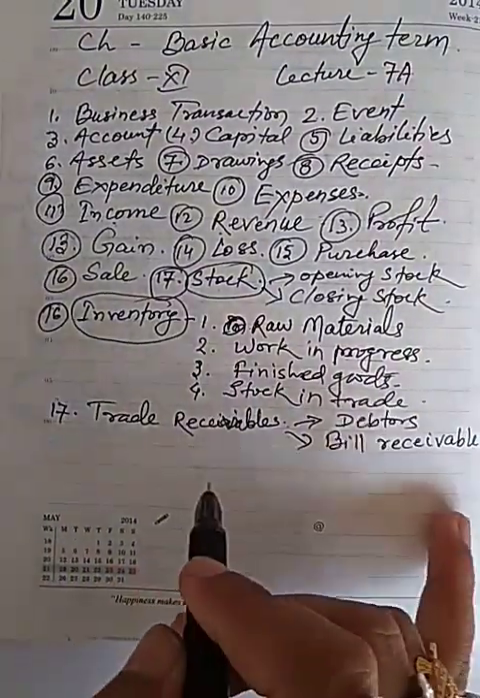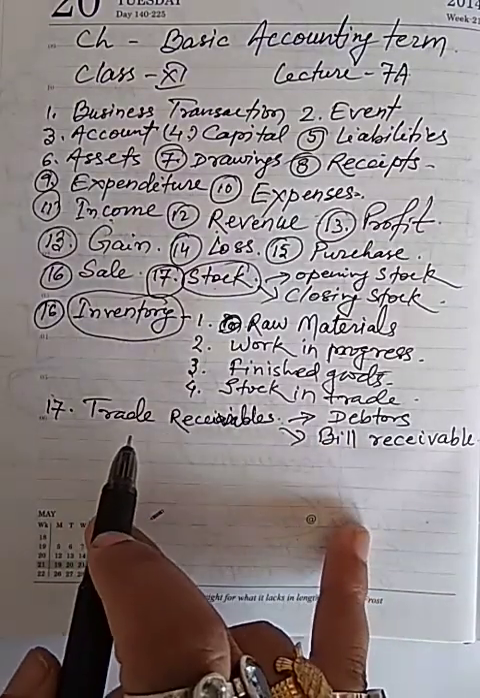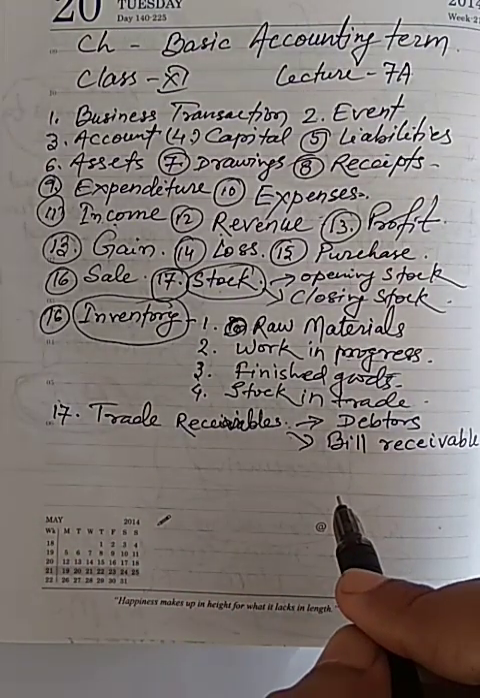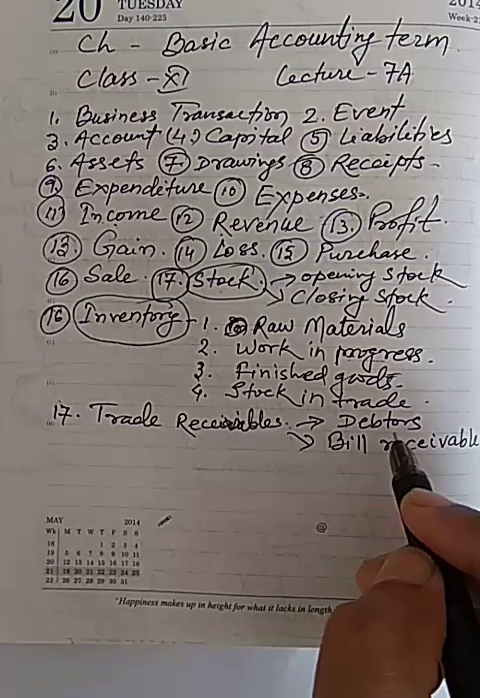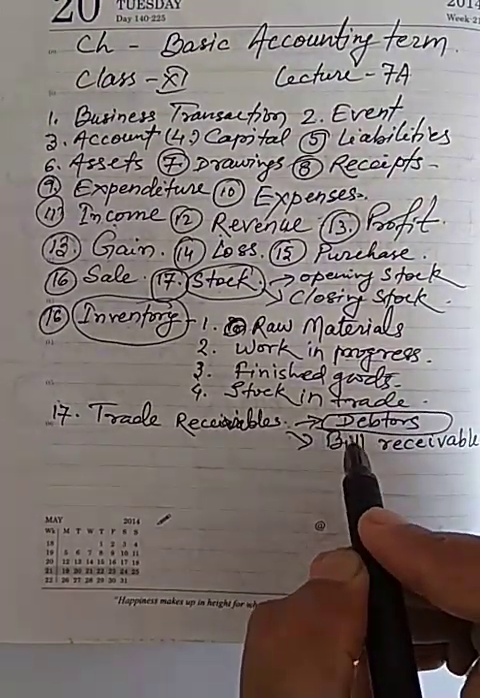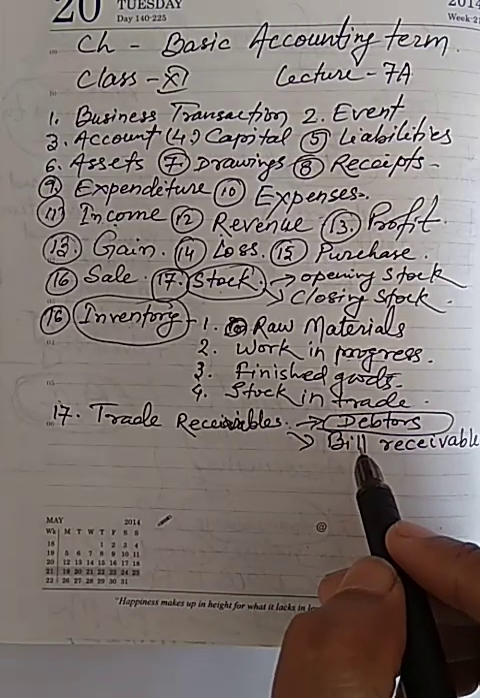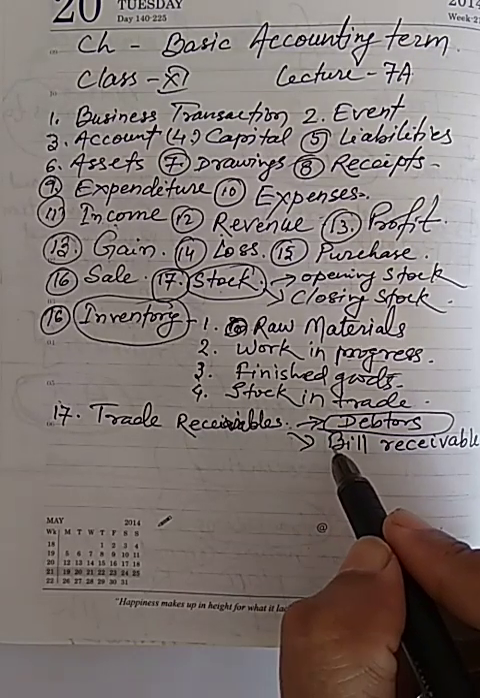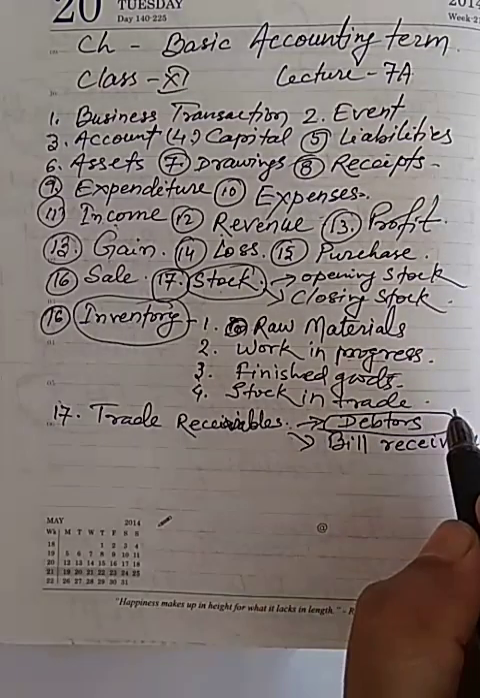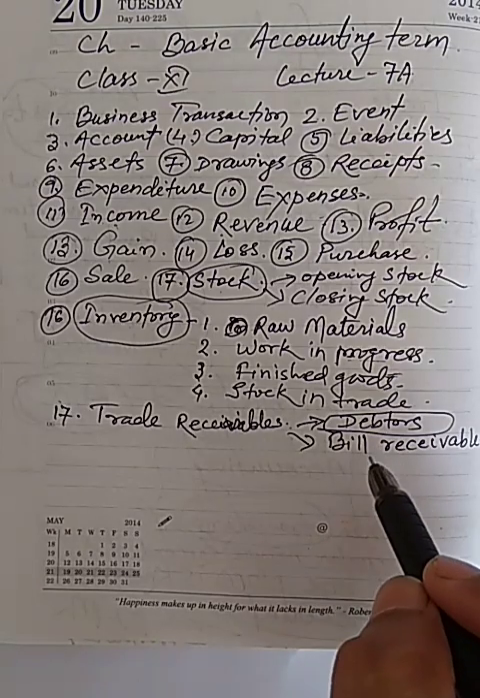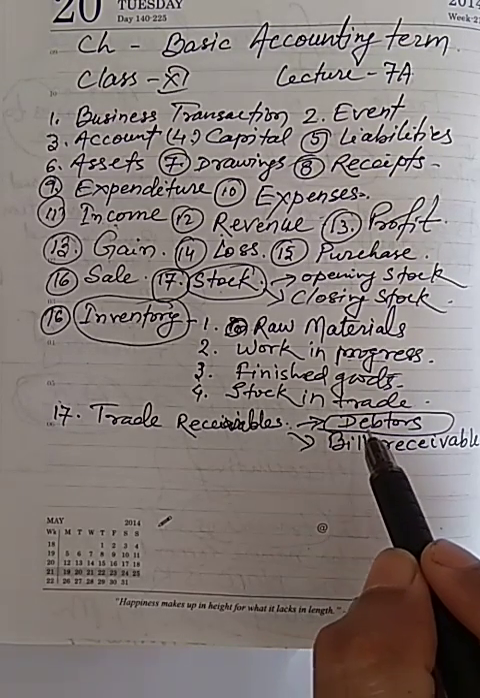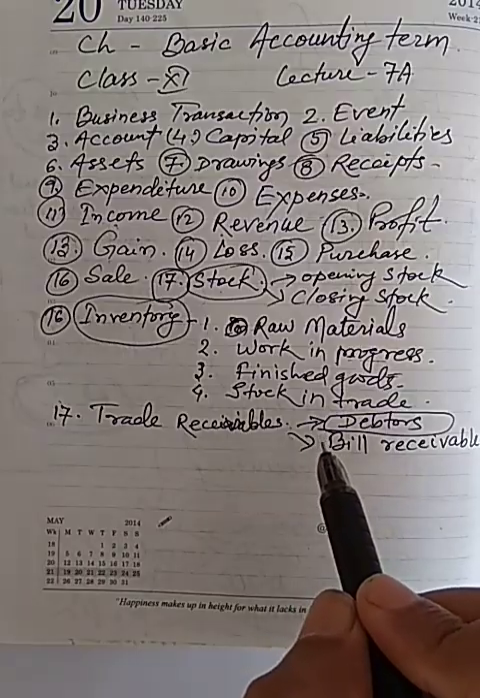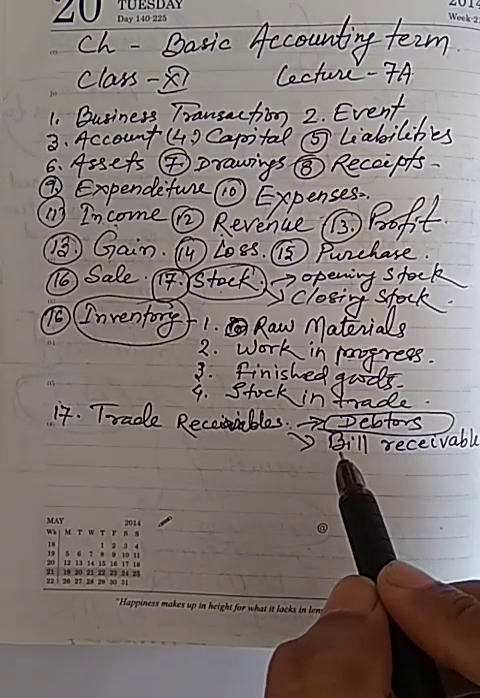Bill receivables. Trade receivable include debtors and bill receivable. Debtor represent those person or firm to whom goods have been sold or service rendered on credit, and payment has not been received from them. They still owe some amount to the business.